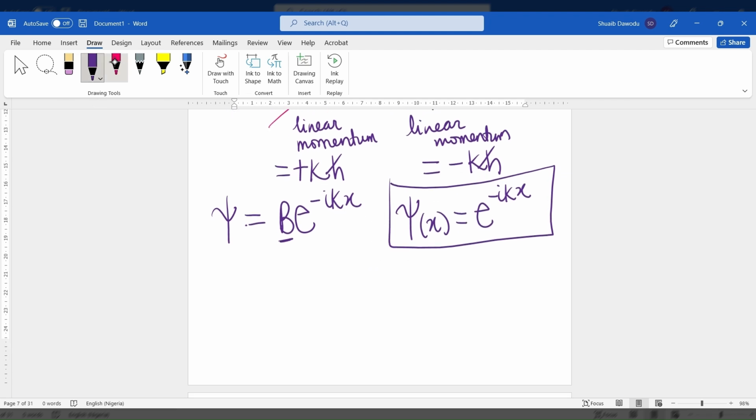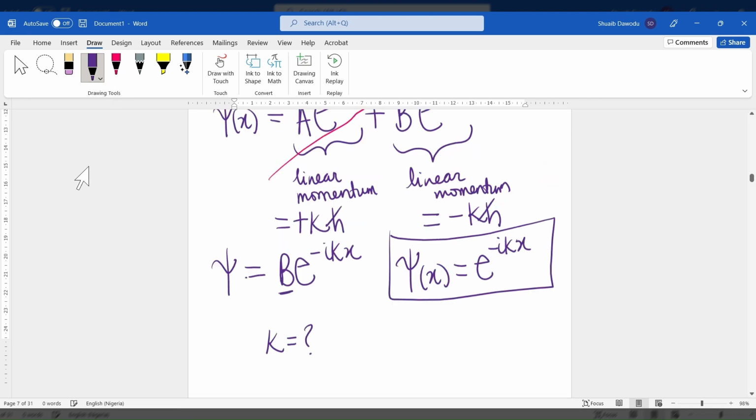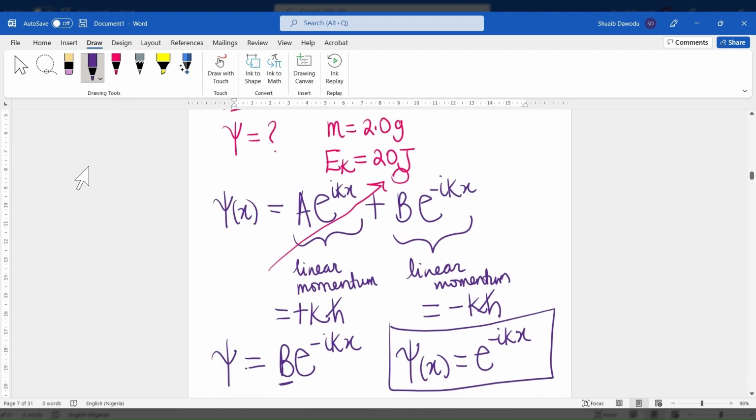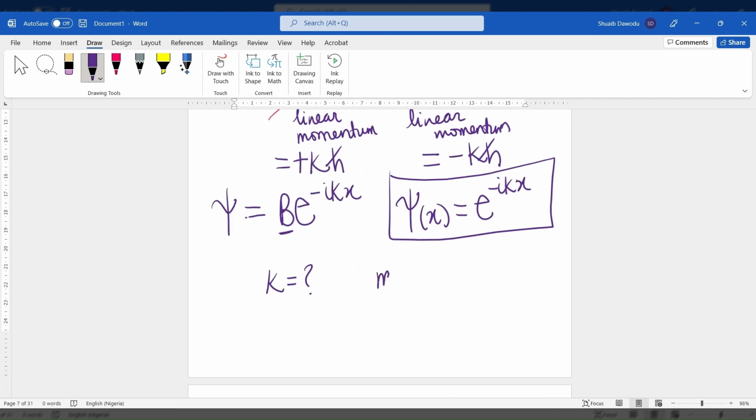Now you're going to be wondering, well, i denotes the fact that it's an imaginary number. x is the variable, so we actually don't know what the value for k is. What this question is actually requiring us to do is to first determine the value of k, which is the unknown, using the parameters we've been given. We've been given the mass and the kinetic energy. The mass again is 2.0 grams, which we can rewrite as 2.0 times 10 to the power of negative 3 kilograms. And the kinetic energy E sub k is simply 20 joules.